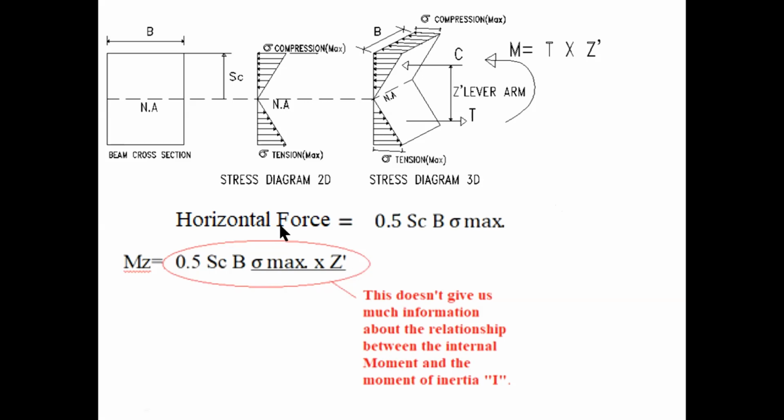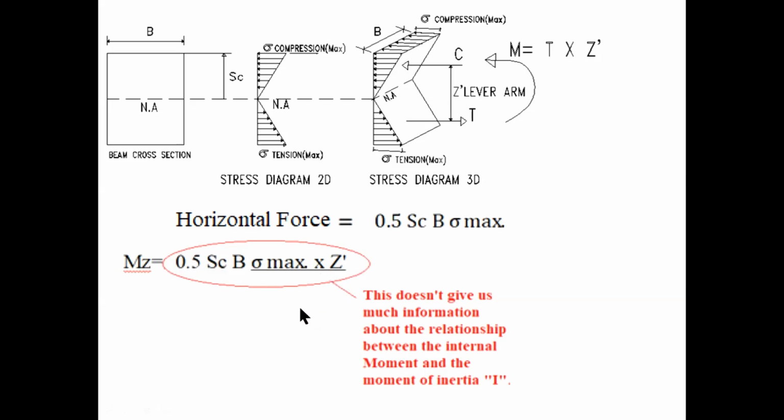So if we take the absolute value of the maximum stress, then you can say the horizontal resultant force is equal to 0.5 SCB sigma max. Then the internal moment about the z-axis would just be Mz equal to 0.5 SCB sigma max multiplied by the lever arm, which is z dash.